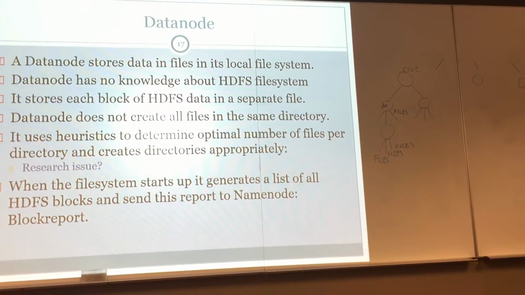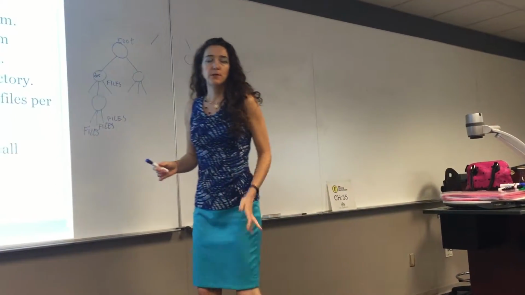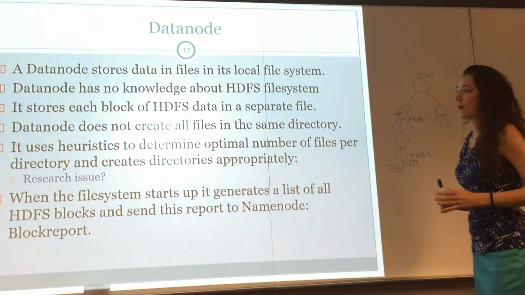The data node, or the servant node on the other side, has no knowledge about the entire system. It only has knowledge about itself and what files it has on its local drive.